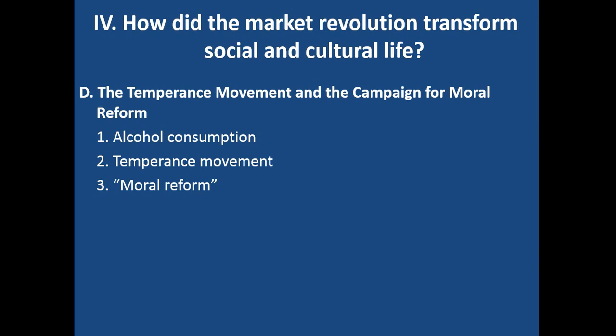The market revolution transformed social and cultural life by making alcohol an issue. You see two things here: alcohol consumption and the temperance movement. What they were trying to do is talk about the problems that alcohol consumption made. Alcohol was blamed for all kinds of social ills, and the temperance movement, as a result of the Second Great Awakening, brought people's attention to the horrors and dangers of alcohol. And so there was a group of people that felt something needed to change. Perhaps America should make alcohol illegal.